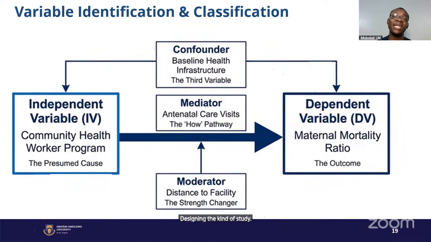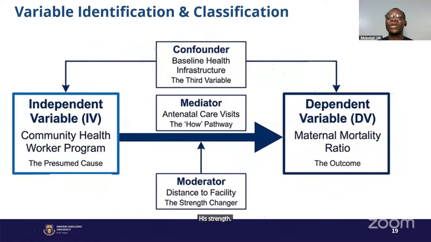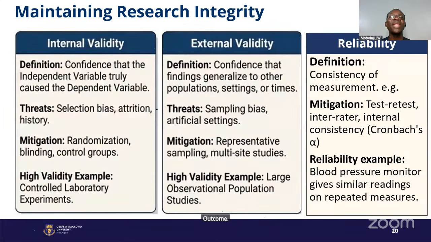And then there are some moderators, for example, like distance to facility. That could be a strength changer. It could moderate the strength of the association between the intervention and the outcome. Now, whatever design that we are using, we need to maintain some research integrity.